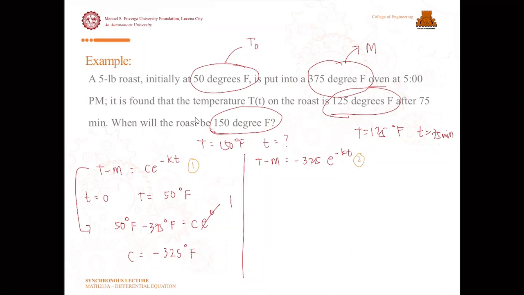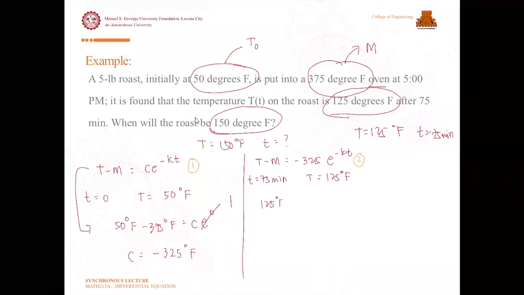So meron tayong isang given na given yung time, tapos given yung temperature at a certain time. Okay? So ito yung time niya is 75 minutes, then yung temperature niya is 125 degrees Fahrenheit. So yun yung try natin is i-substitute dun sa equation number 2 natin. Okay? So kapag T is equals to 75 minutes, ang temperature daw natin is 125 degrees Fahrenheit. So substituting that to equation number 2.